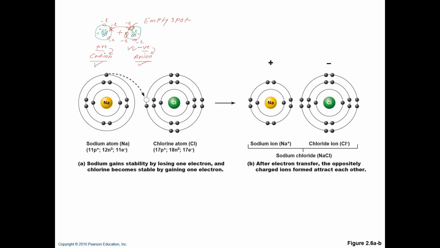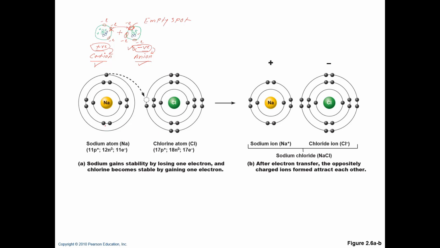Okay, and since one becomes positive and another becomes negative, they will do what? Attract each other to form a molecule. So by joining these two, a new molecule will be formed from these atoms. So that is called the ionic bond.